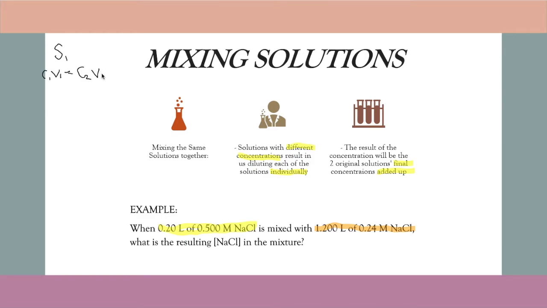So to solve the first solution, we're going to have to do concentration times volume equals the second concentration times volume. The first concentration is shown here, which is 0.500 molarity, times 0.2 liters, equals... now we don't know the second concentration, but we do know the volume of the total solution.